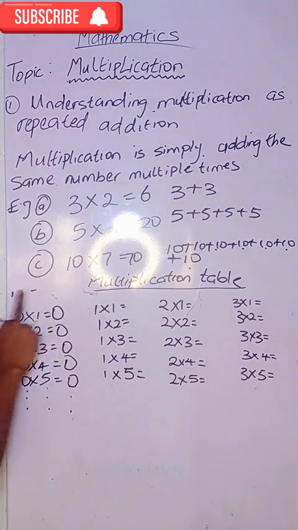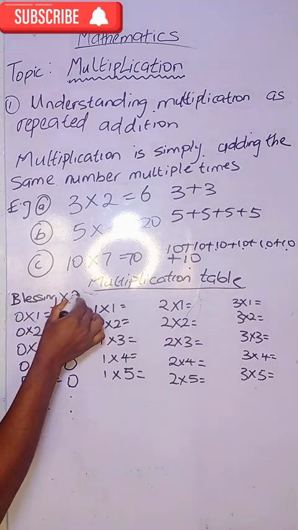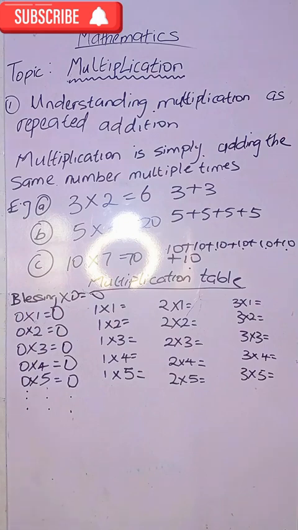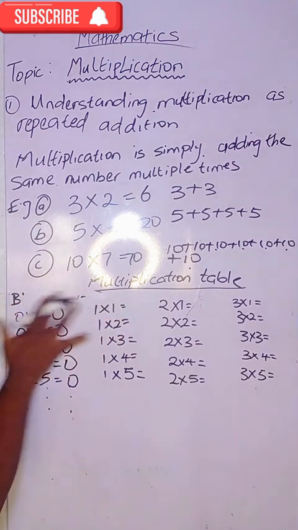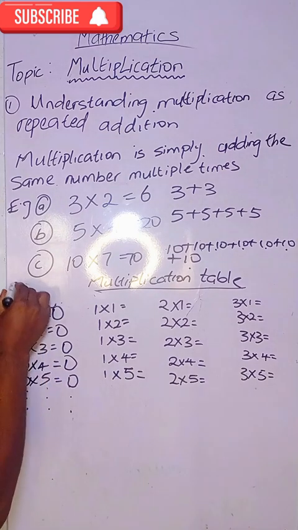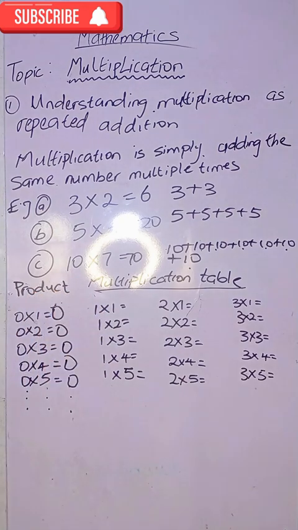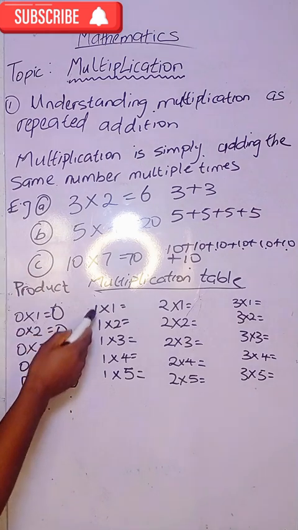Remember, I am educator Blessing. If you have Blessing times 0, we have what? 0. So far there is a multiplication and there is a 0, your answer must be a 0. Another thing you should note is that the answer derived after multiplication is called what? Product. What did I say? Product. Product is an answer gotten after what? Multiplication.